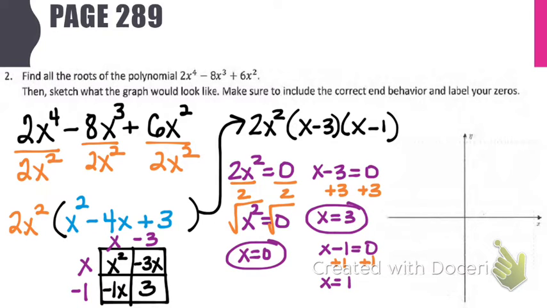All right, go ahead and mark your x-axis. So okay, so 0, that's in the middle, 3, and 1. Go ahead and put your points down.